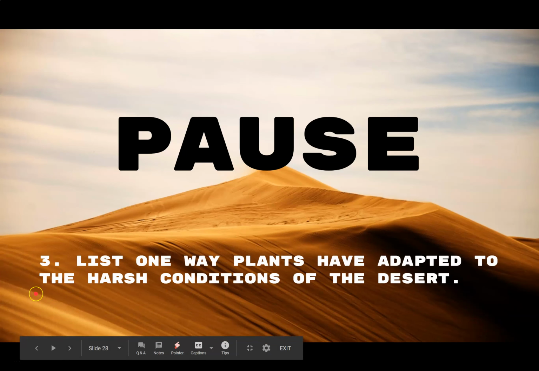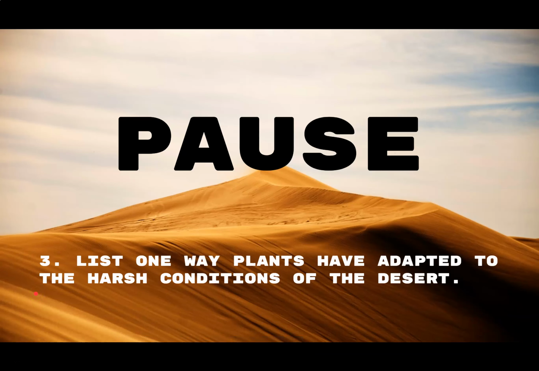All right, pause your video. Let's answer the third and final question on your Google form. Number 3, list one way that plants have adapted to the harsh conditions of the desert. One adaptation.